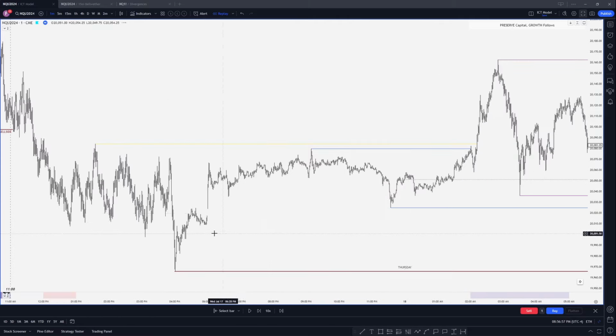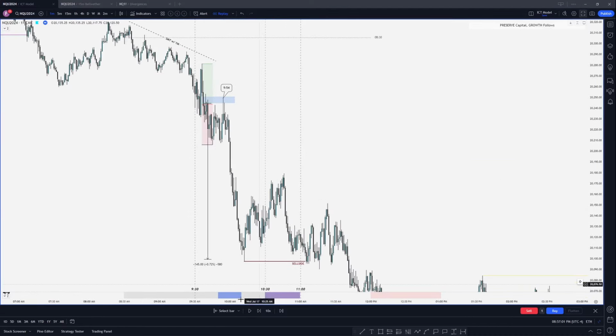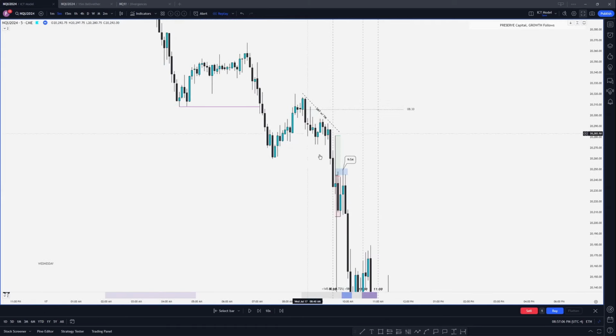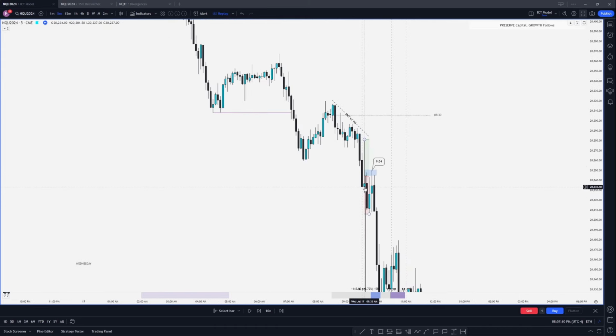If you go back to Wednesday, if you go to the 5-minute really quickly, there is no reason we should be looking for bullish movement. You have a bearish order block here on the 5-minute.